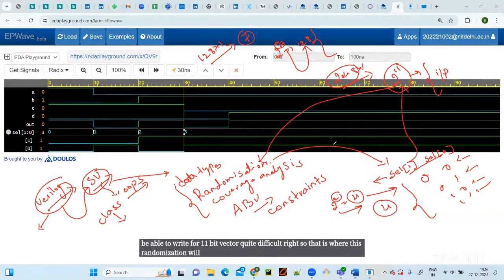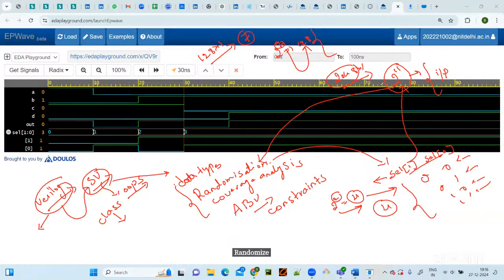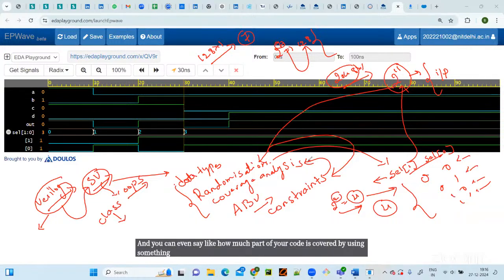You can randomize all your inputs, and you can write a few constraints, and you can even say how much part of your code is covered by using something known as coverage analysis, and you can even verify whether something you have written is correct or not by using assertions.